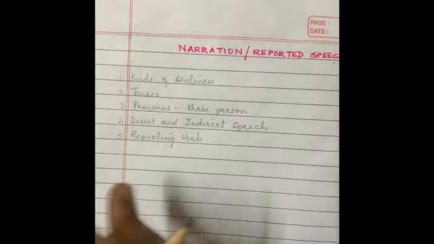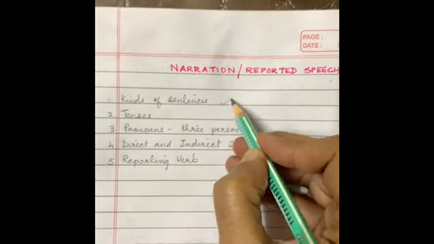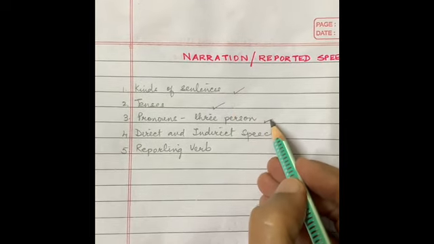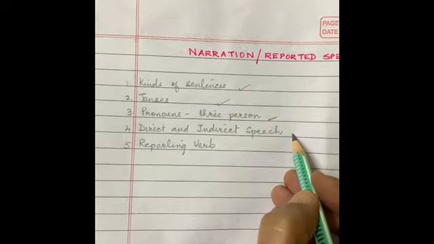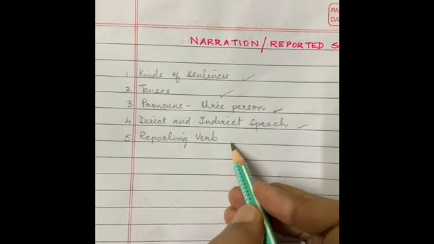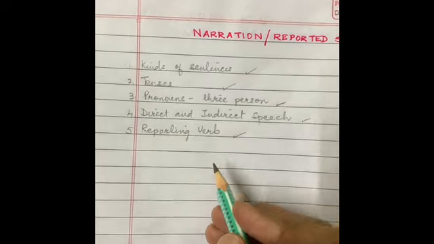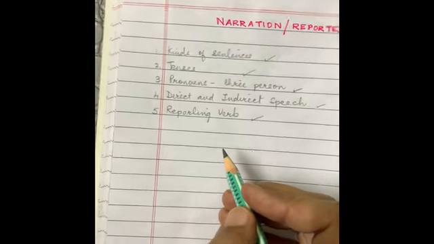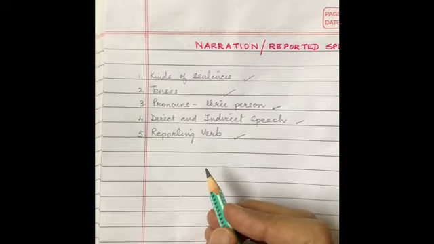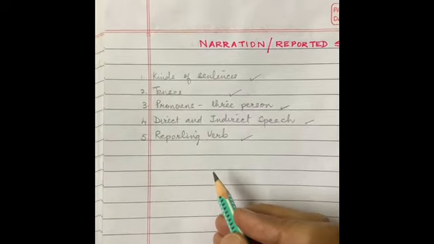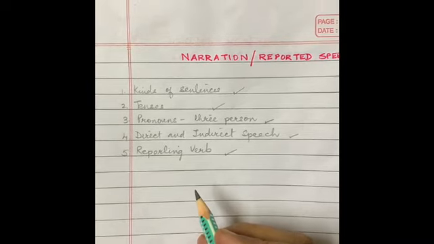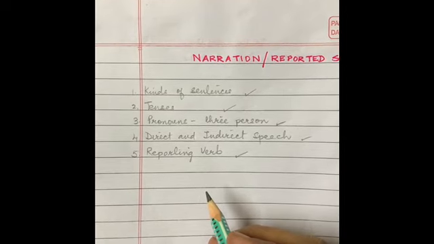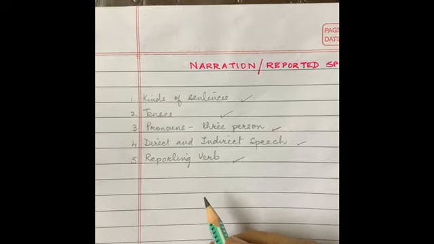So students, you know the kinds of sentences, you know tenses, you know three-person pronouns, you know the direct and indirect speech, and you know what is reporting verb. Now let us come to know how to change the direct speech into indirect speech. There are certain things which we change while changing from direct to indirect. And I have prepared a mnemonic for you people so that you remember all the things.